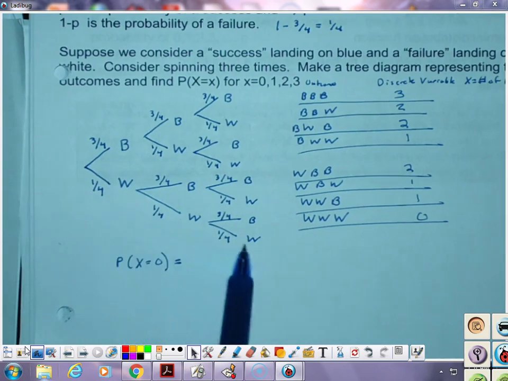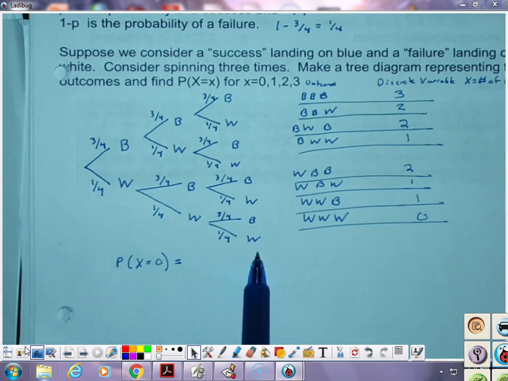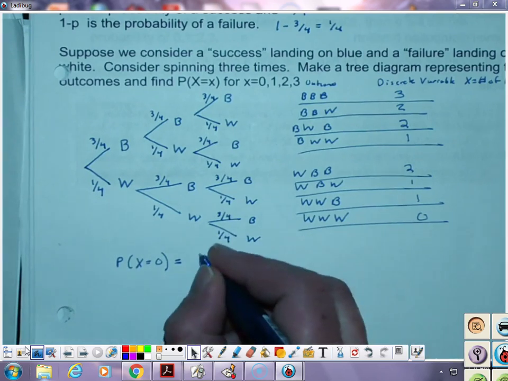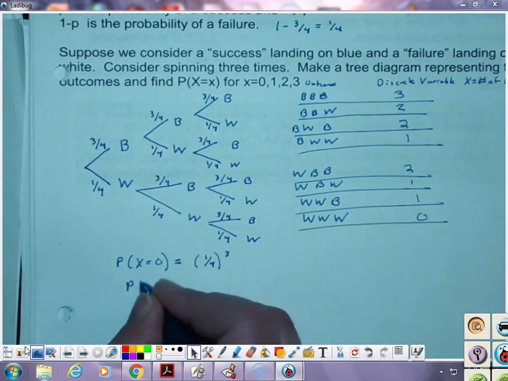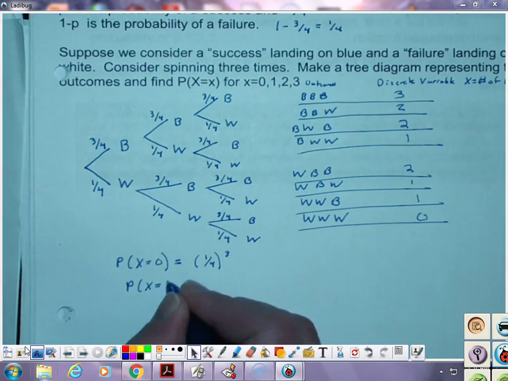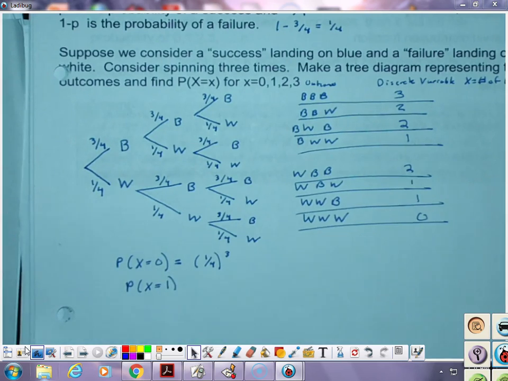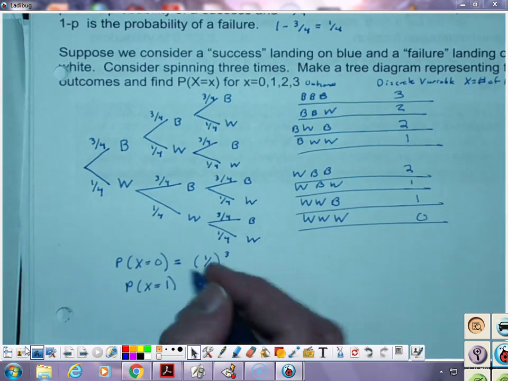If you go across this path, it's 1/4 times 1/4 times 1/4. That's the probability that you'll get 0. So I'm just going to put 1/4 cubed, which ends up being 1/64th, since 4 times 4 times 4 is 64. But I'm going to leave it because I'm looking for patterns.